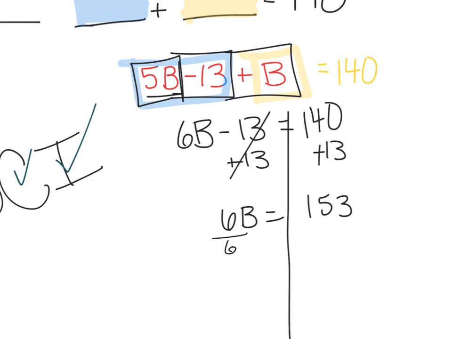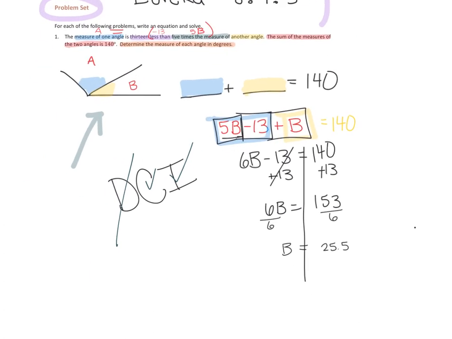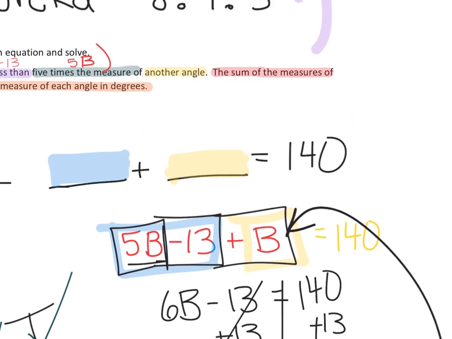From there, I'll divide both sides by 6, and I'm doing this math on my calculator. So let me type it in. We have B equals 25.5. Now, you would think we're done, but we're not. We've only solved for B. We've only solved for the yellow angle.